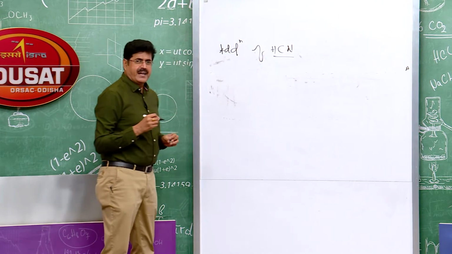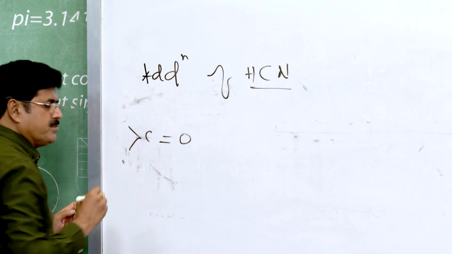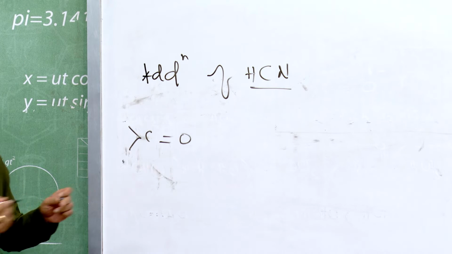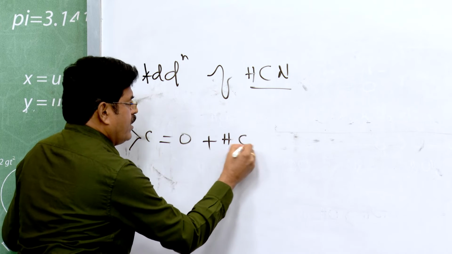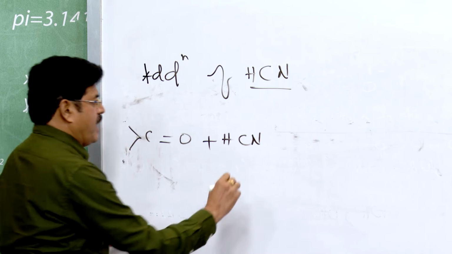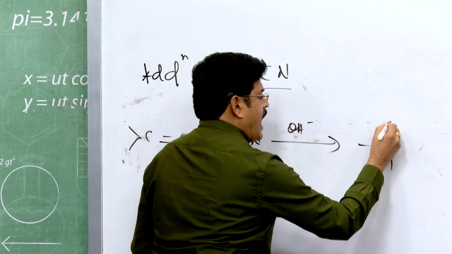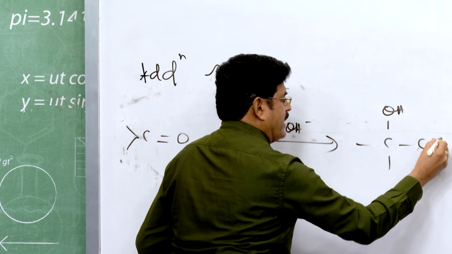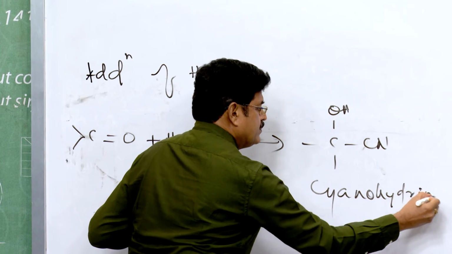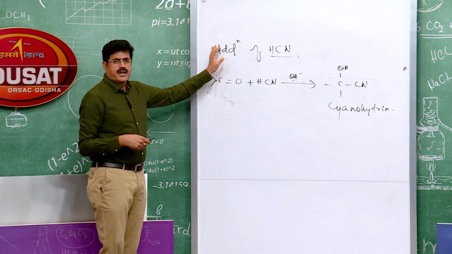Addition of hydrogen cyanide. Carbonyl group, I mean aldehydes and ketones, when treated with hydrogen cyanide in weakly basic medium, gives the addition product cyanohydrin. This is the addition of HCN, the first nucleophilic addition reaction.